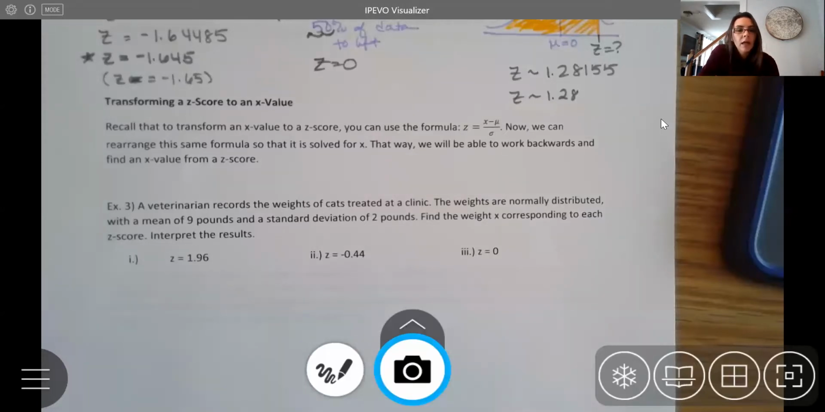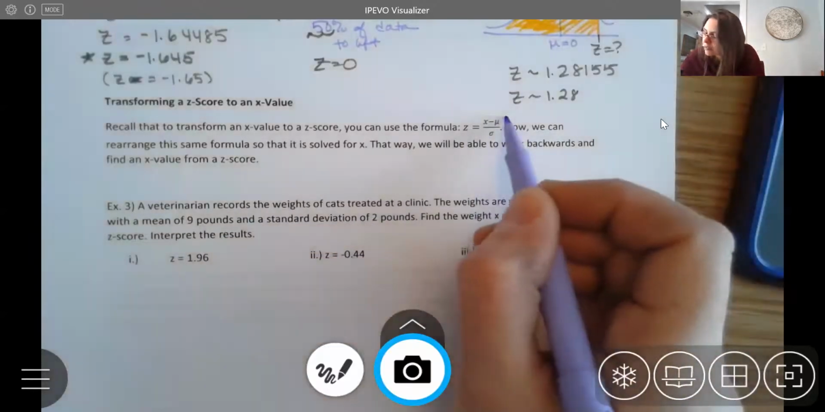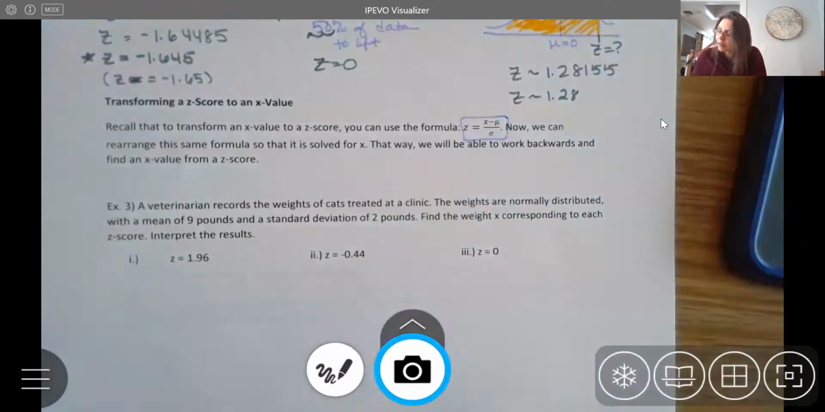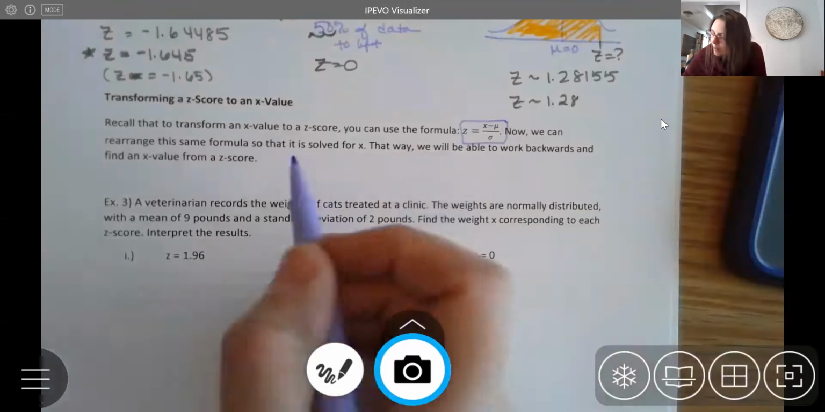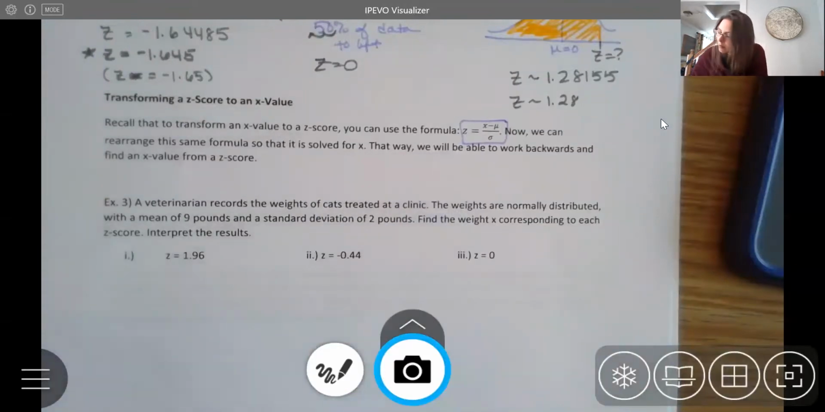So here we're going to be able to transform an x value. Well, I should say we transformed before an x value to a z-score, right? So in a previous section, we looked at how to create a z-score by using this formula here. And we can actually rearrange this formula to work backwards. So this way we can go from a z-score to an x value. So I'm just going to show you how to do that real quick.